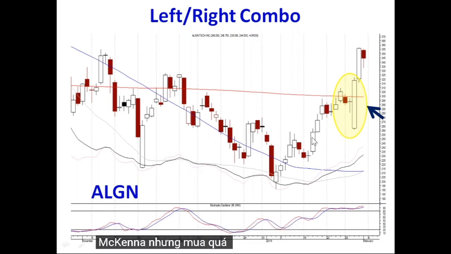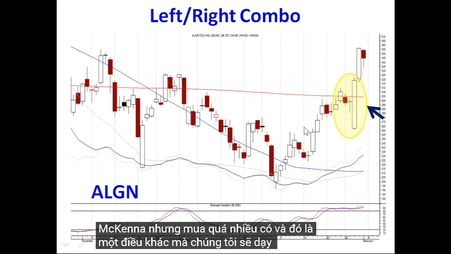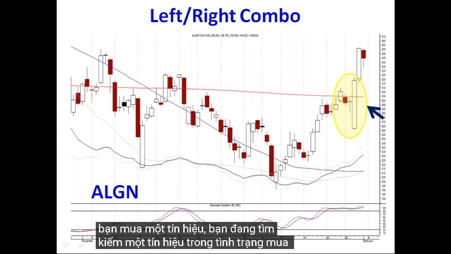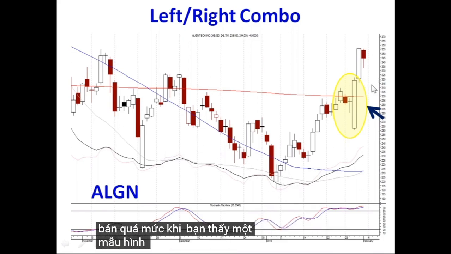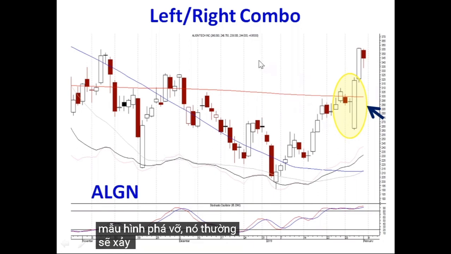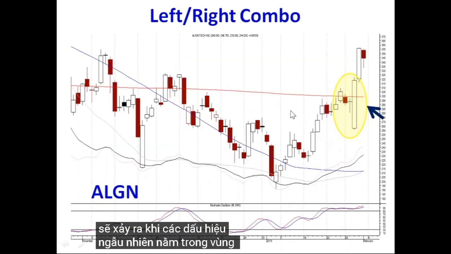Yes, it's overbought, and that's another thing we teach: when you're buying a signal, you're looking for a signal in the overbought or oversold condition. When you see a pattern breakout, it's usually going to be occurring when the stochastics are in the overbought area.